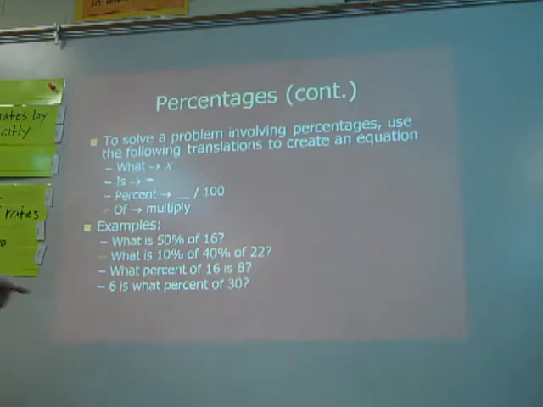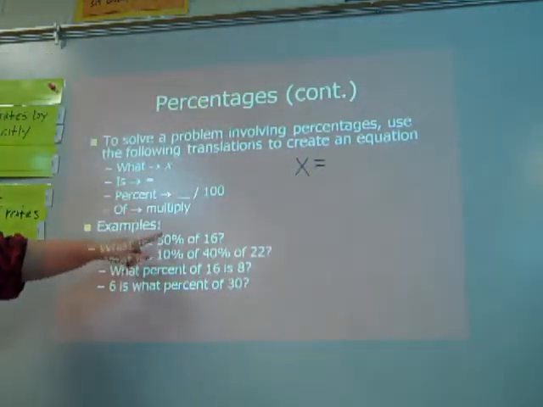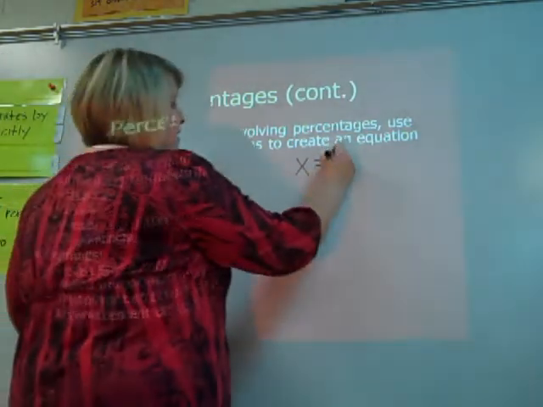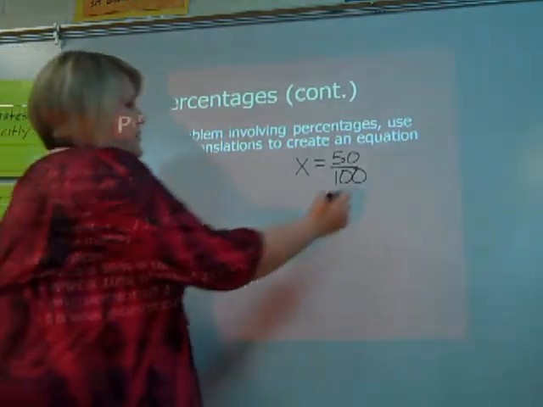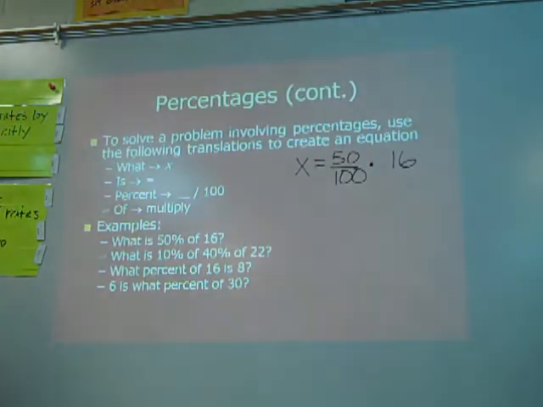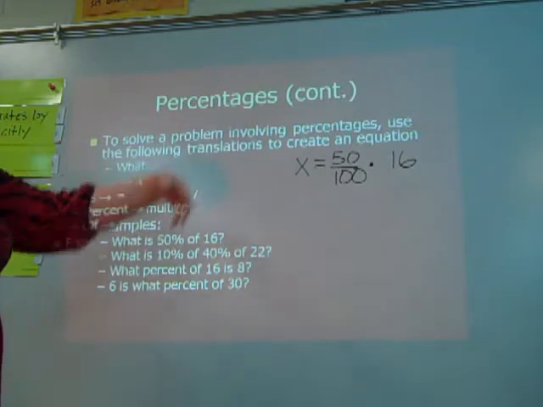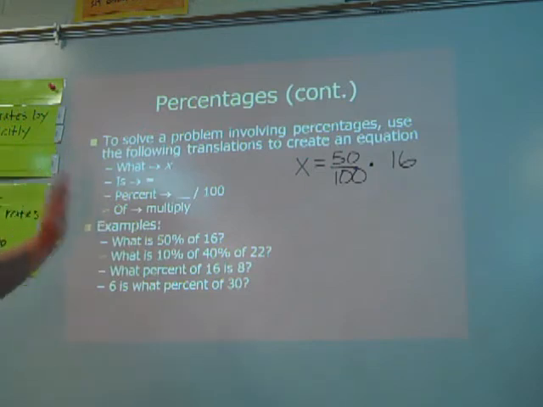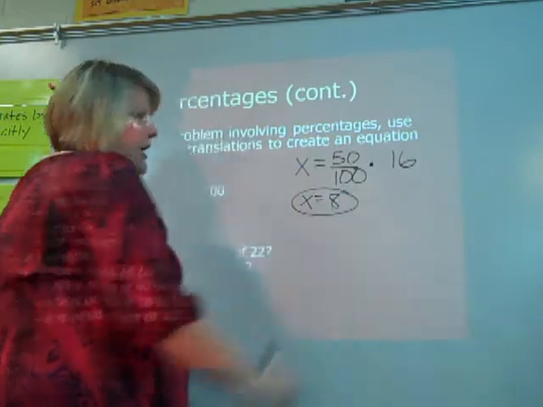So for example, what is 50% of 16? That means x equals. What is what I'm looking for, so that's showing me how to find x. Is equals. 50% means 50 out of 100. Of means multiply, 16. So I would just type in my calculator 50 divided by 100 times 16, and I should get 8.